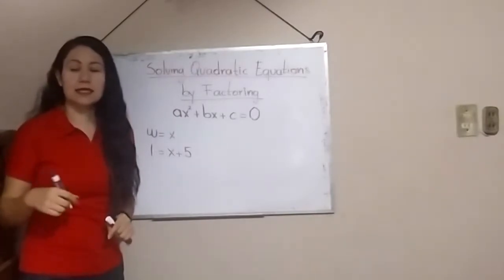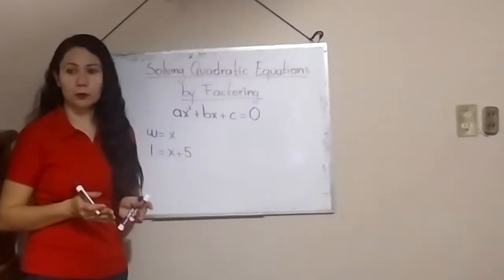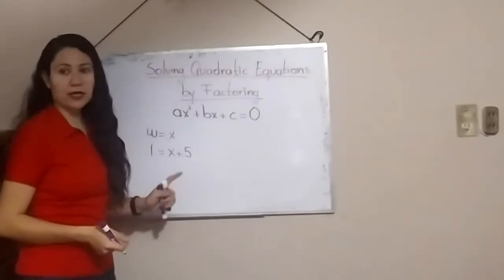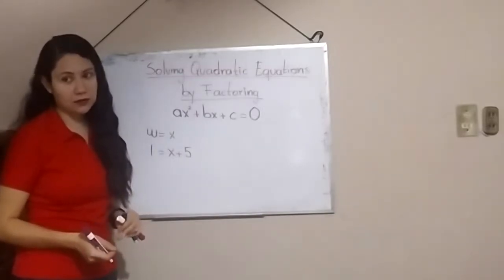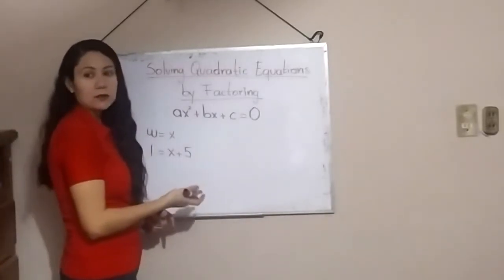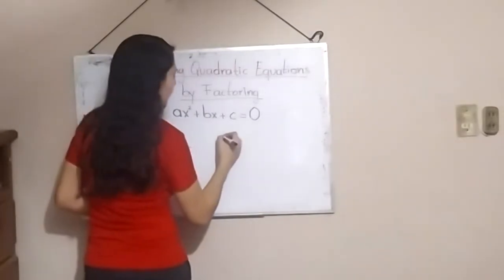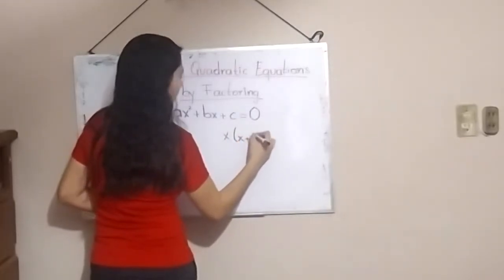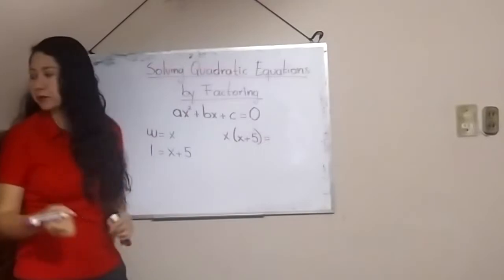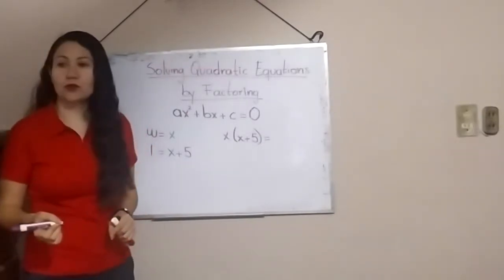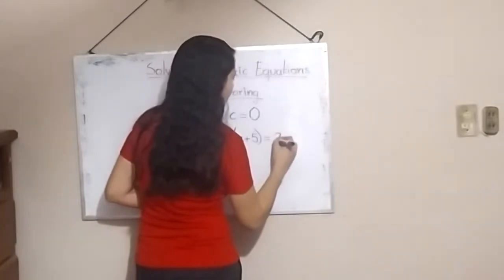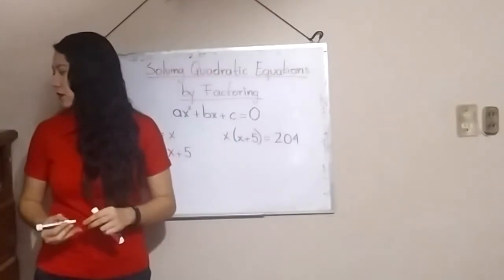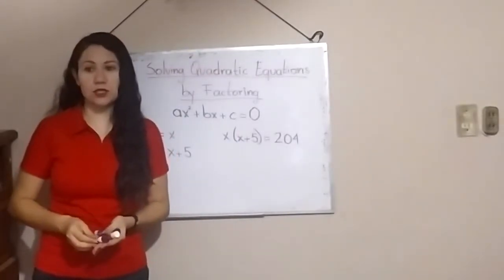And it gives us the area of the whole room. How do we get the area of a room if we know that it is probably a rectangle? We multiply the width by the length. So we have the width multiplied by the length, x times x plus 5, is equal to 204 feet squared.